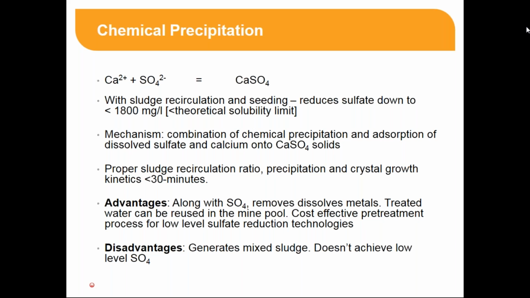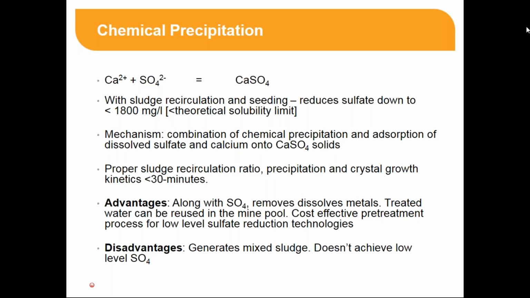And with good sludge recirculation, you should be able to do the chemical precipitation process within 30 minutes. Please note that temperature also plays an important role. If you have low temperature water, meaning your feed water temperature is low, then you may have to increase your reaction time, or else increase your sludge recirculation rate to get down to low sulfate limits. That's around 1500 to 2000 with a chemical precipitation process.